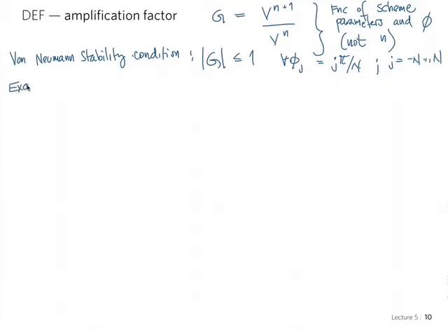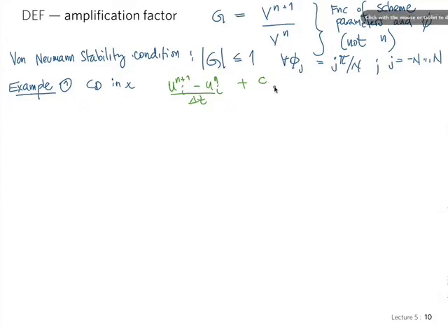So let's go straight to an example. Okay, the first example is going to be the one we've already looked at in the beginning of the class by looking at the modified equation. Now we're going to look at it from the von Neumann point of view. So let's consider central difference in space. And as before, our scheme is (u_i^(n+1) minus u_i^n) over delta t plus c over 2 delta x times (u_(i+1)^n minus u_(i-1)^n). Okay, you recognize that. We've just worked with that.